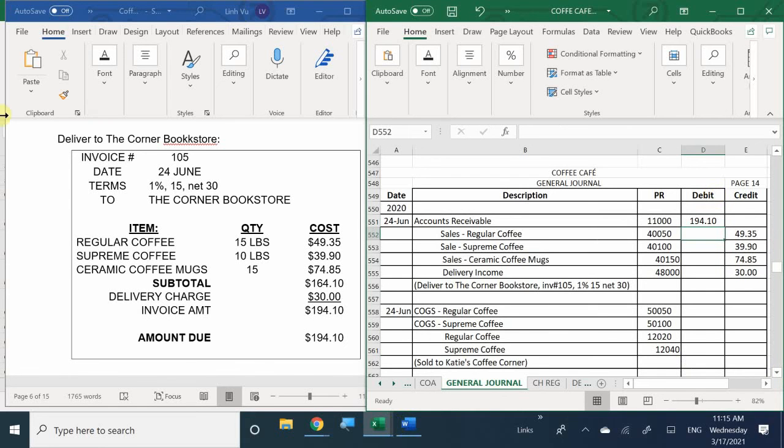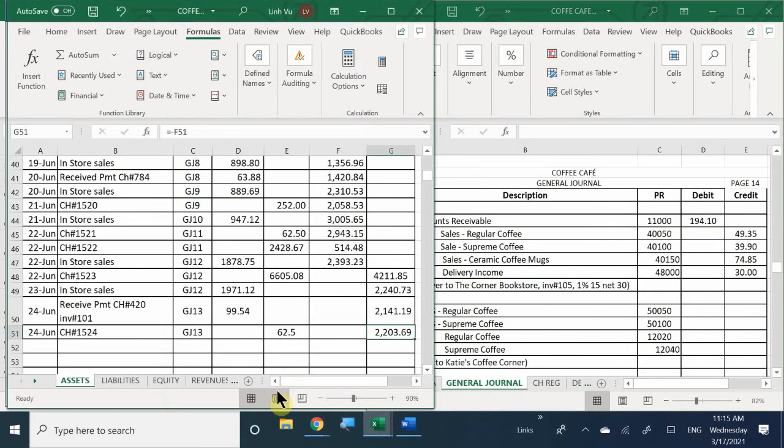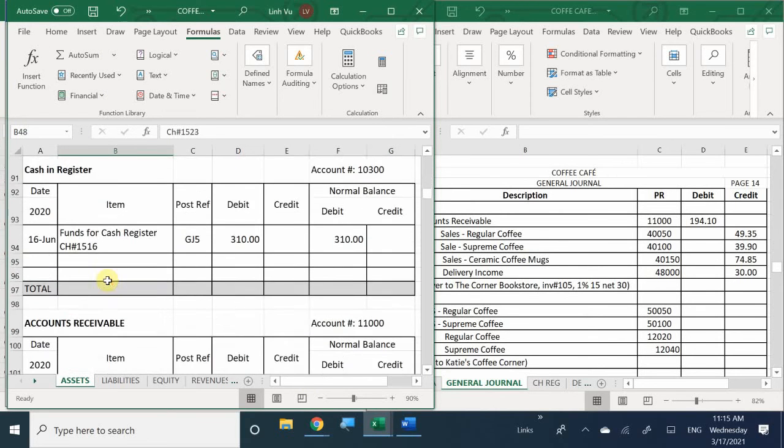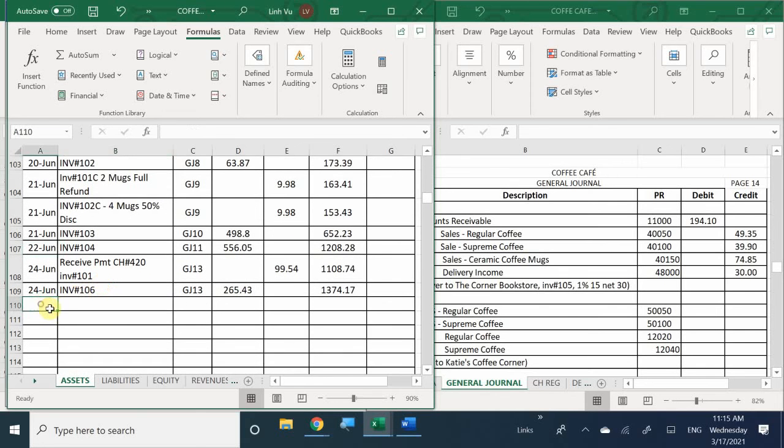194.10. All right, so let's go ahead and plug those numbers into our ledger. Okay, so I have an accounts receivable. So go to here, right underneath accounts receivable, the 24th, invoice number 105, general journal number 13, and we increased our account by 194.10. So therefore, what is my ending balance in my accounts receivable?